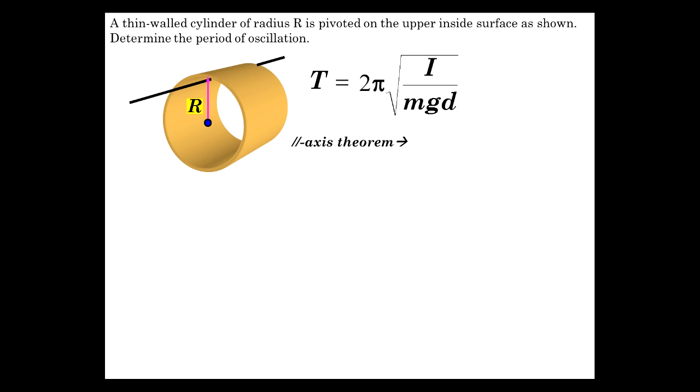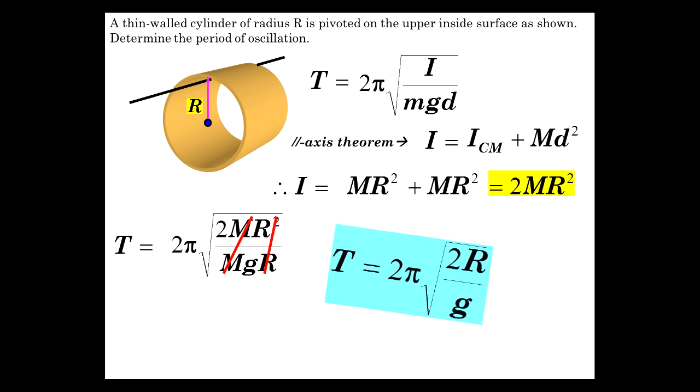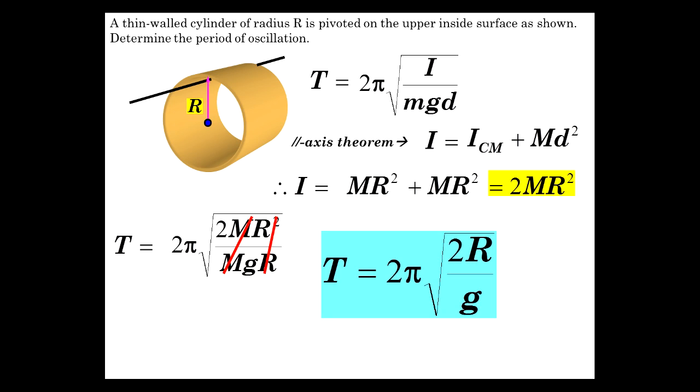Period 2 pi square root of I over mgd. From the parallel axis theorem, I is I_CM plus md squared, which is mr squared plus m, well, the distance from the pivot point to the center of mass is r. So mr squared again, which is 2mr squared. So period 2 pi square root of 2mr squared over mgr. Some of that r and m stuff goes away, and we have the period for this system. Isn't it beautiful?